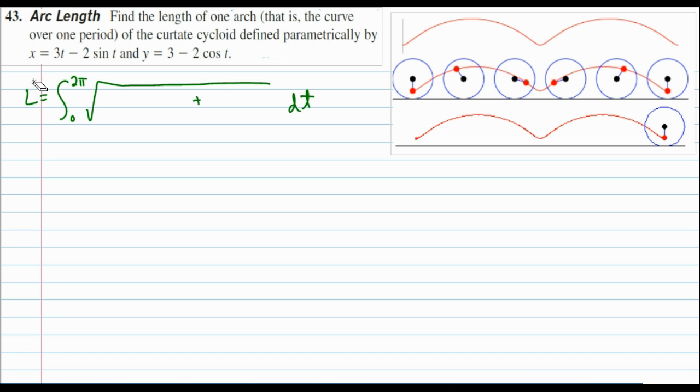So I know that I'm going to be finding the arc length from 0 to 2 pi, one full rotation of this wheel. And now dx/dt is 3 minus 2 cosine of t, and then of course I'm squaring that, plus dy/dt, which would be 2 sine of t, and then squared.